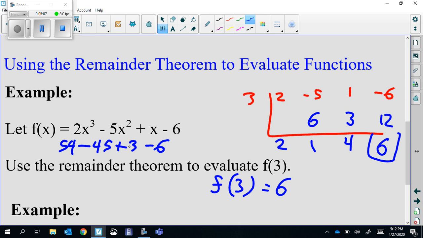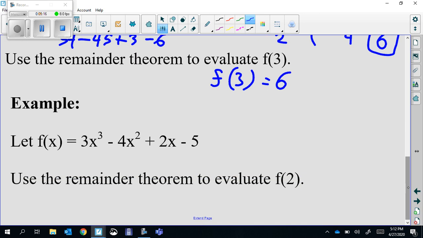So that is 9 plus 3 is 12. 12 minus 6, 6. Same thing. I think synthetic division is easier most of the time.